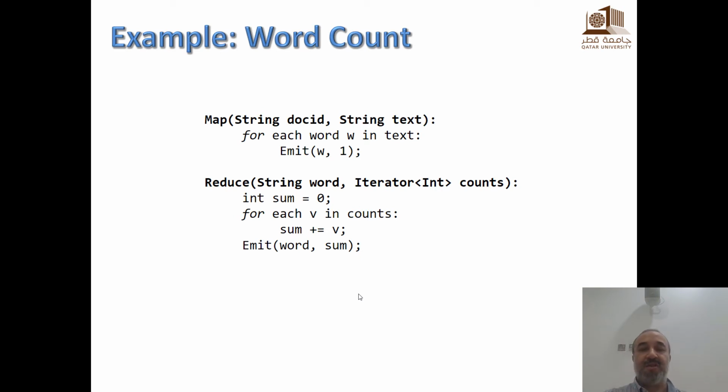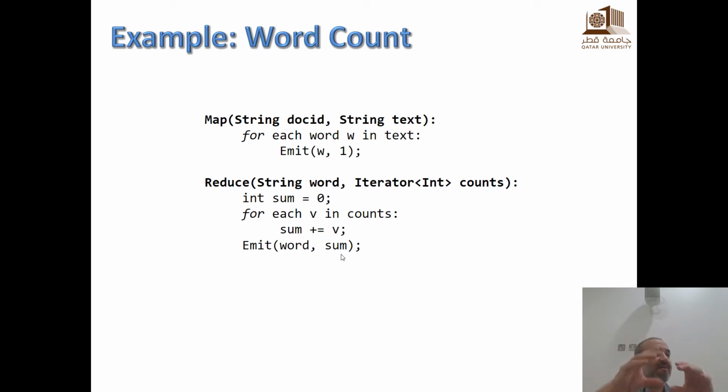And the reduce will take the word and will take an iterator. I think you are familiar with the iterator in programming, right? An iterator goes through the list of values. So with that iterator, you go through all the V's in counts, and you sum over all the values, and you emit eventually the word with that sum.